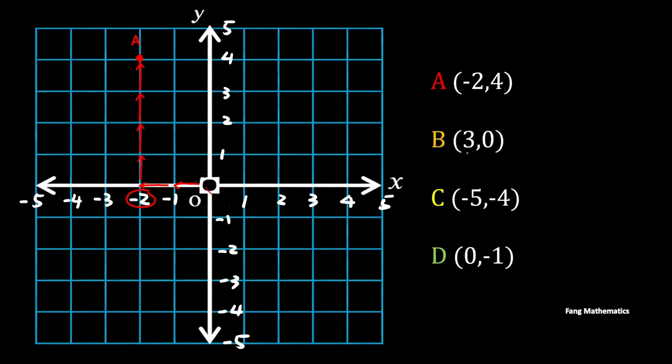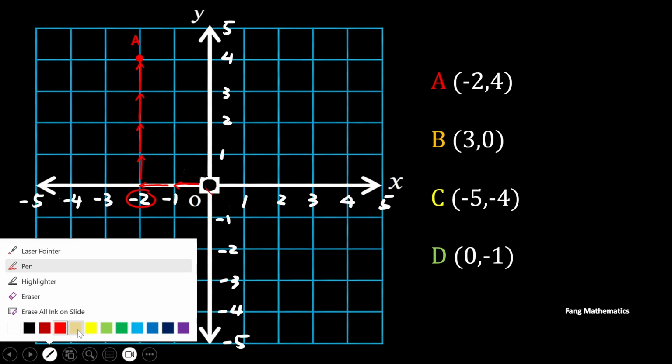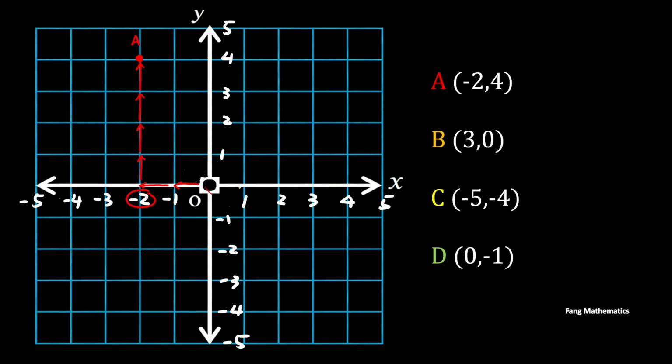Moving on, we have (3, 0). First, we look at the 3, and you move 3 units towards the right, because 3 is a positive number. Starting from your origin, move 1 unit, 2 units, 3 units, and then you look at your second value, which is 0. So 0 tells you I'm not moving any units up or down along the y-axis. The point that intersects the x-axis is our B.